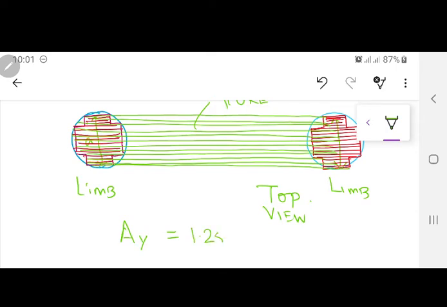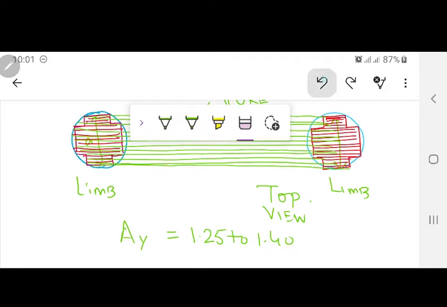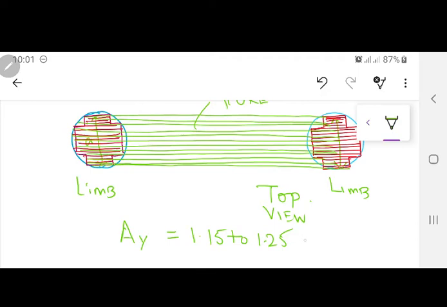25 to 40%, sorry on that one. This is actually 15 to 25%, sorry on that. So this is 15 to 25% of the area of the core. Why? Why are we deliberately keeping the yoke area larger?